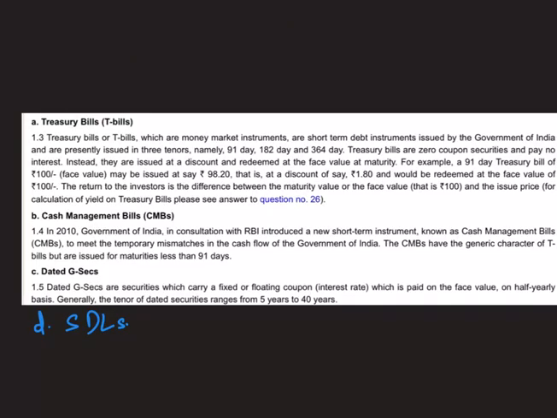And please note that we have four main types of government securities issued in India as per the Reserve Bank of India. One is the treasury bills, second cash management bills, third the dated government securities, and fourth state development loans. So what are they? So firstly we have the treasury bills. They are money market instruments and are short-term debt instruments issued by who?